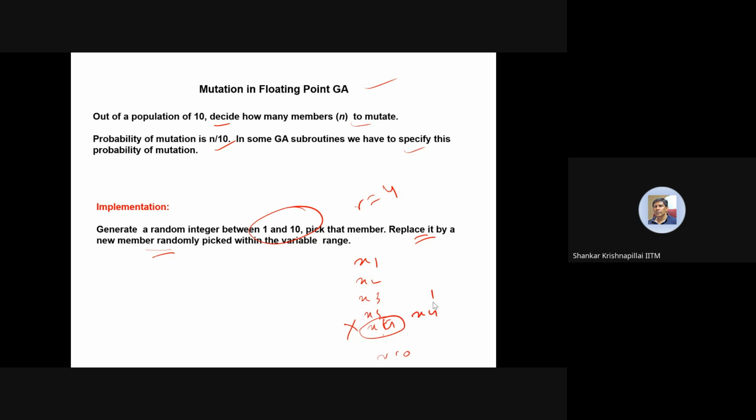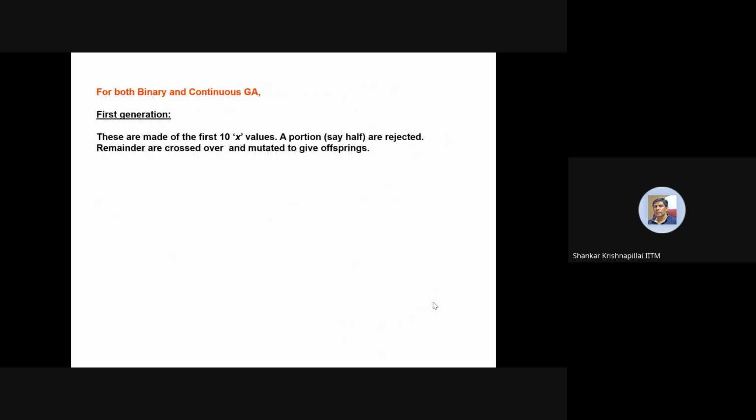So it is very simple if you use the floating point or decimal genetic algorithm, because whatever is done by the binary genetic algorithm, the equivalent operations are available in the decimal genetic algorithm. Now we'll see, for both binary and continuous genetic algorithm, the first generation. The first generation is made up of the first 10 x values: x1, x2, x3, x4, x5, x6 up to x10.